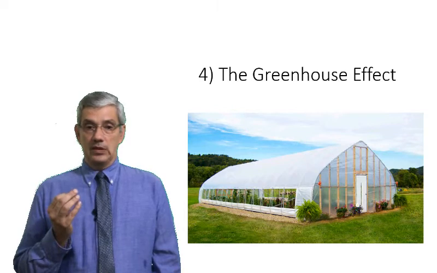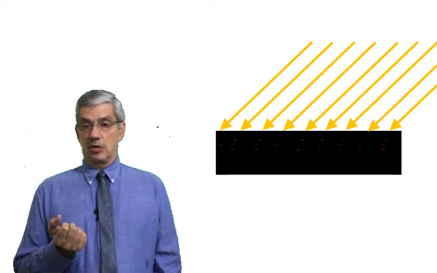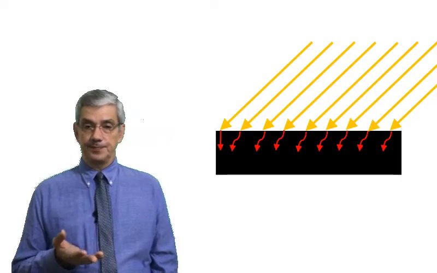So, what happens? When a black body is exposed to light, it absorbs the light. We have already seen that.